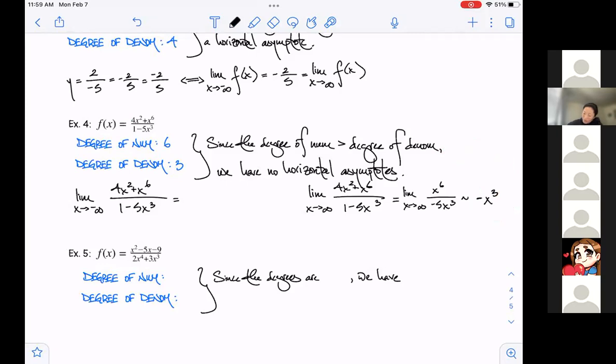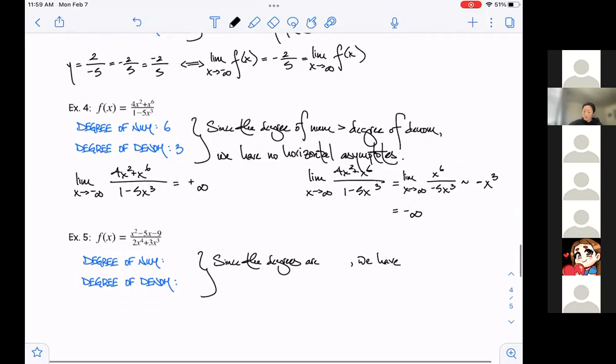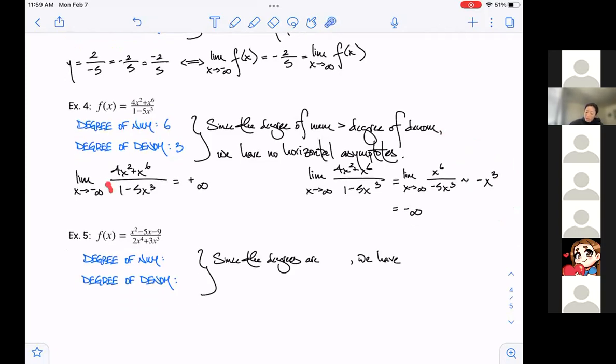Okay. It turns out in this case that we get negative infinity. It turns out in this case, we get positive infinity. But you can always plug in the idea of negative infinity and see sort of what matters and what goes away. All right.